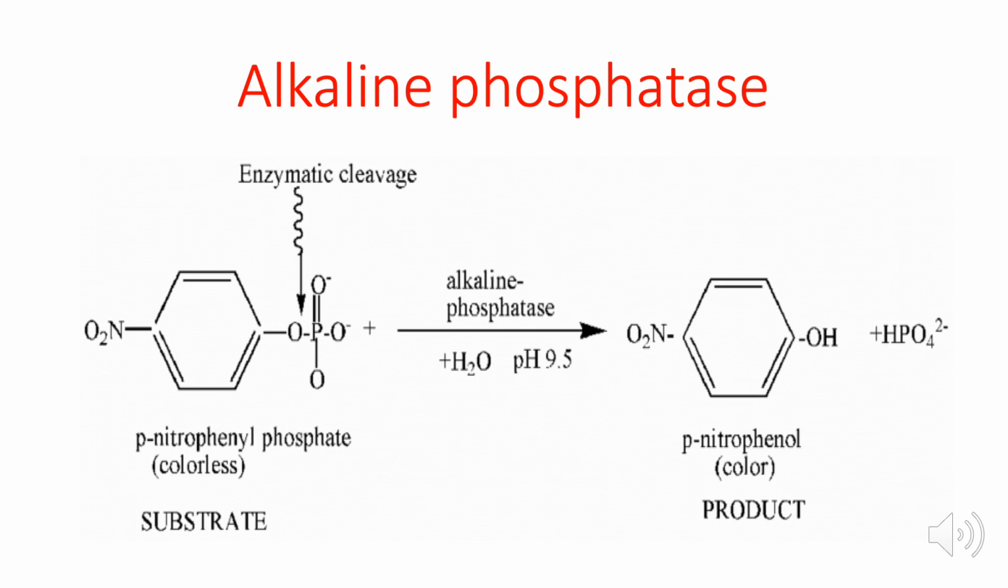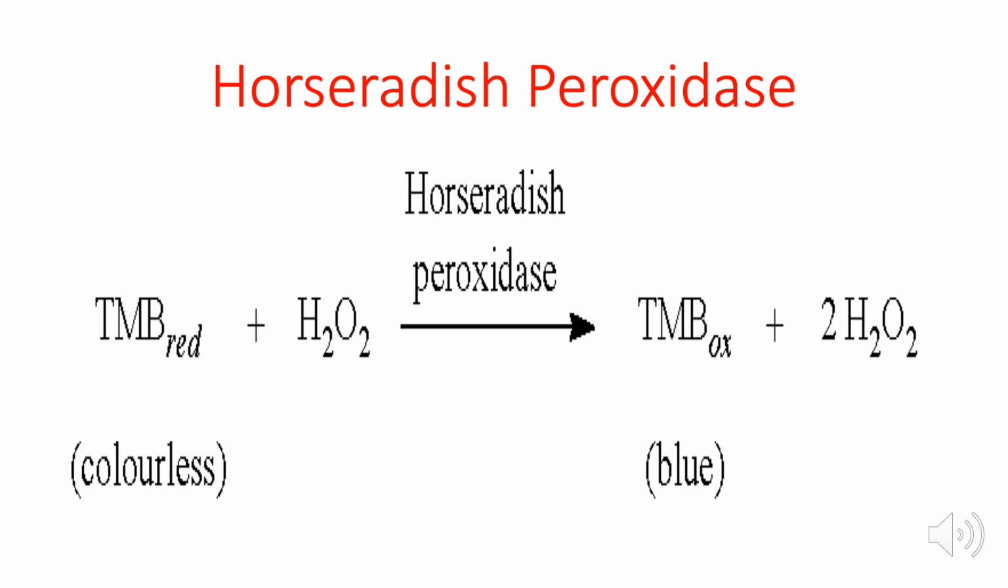Take a look at the chemical reaction behind the ELISA method using alkaline phosphatase. The substrate is para-nitrophenyl phosphate, which is a colorless compound. In the presence of alkaline phosphatase, phosphate is liberated with the subsequent production of para-nitrophenol, which is a yellow-colored compound. This is the chemical reaction behind the horseradish peroxidase. The substrate is tetramethylbenzidine blue. It is originally in its reduced form, and in reduced form, it is colorless. In the presence of the horseradish peroxidase, the tetramethylbenzidine blue is oxidized to form the blue-colored compound.